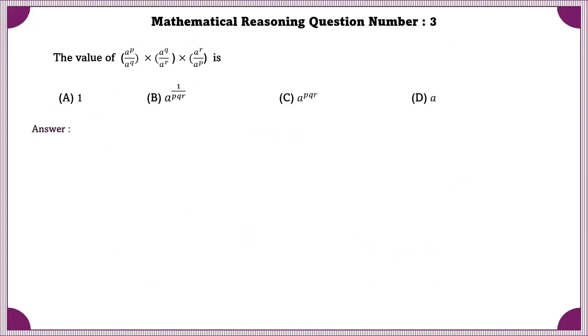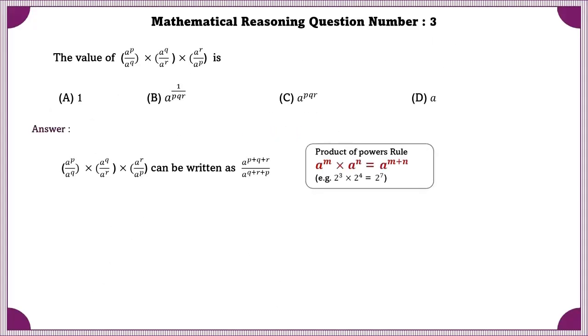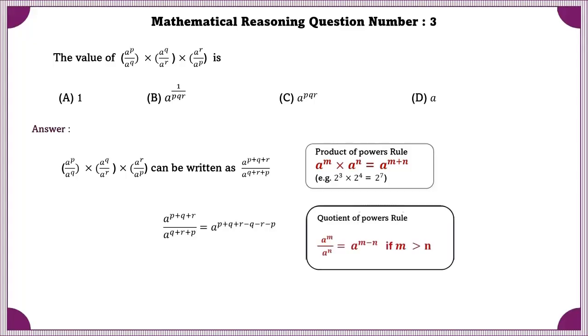Mathematical reasoning question number 3. Find the value of the given expression. Now, the given expression can be written as a to the power p plus q plus r by a to the power q plus r plus p. According to the product of powers rule, we have added the powers and written here. Now, this can be equal to a to the power p plus q plus r minus q minus r minus p. According to the quotient of powers rule, we have subtracted the power of the denominator from the power of the numerator. We will get a to the power 0. Now, according to the 0 exponent rule, we will get a to the power 0 as 1.